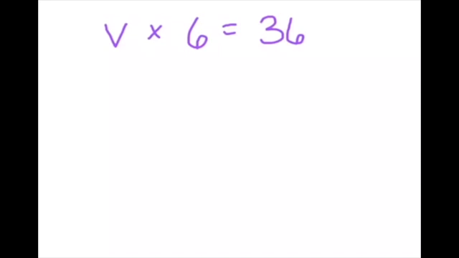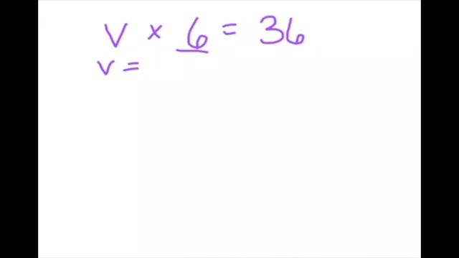So remember from yesterday, a variable is a letter that represents the unknown. And in this problem, the unknown, of course, is v. And v times 6 equals 36. So we need to know what v equals. What would belong there? What would make that multiplication equation correct? Well, let's use the same strategy from yesterday, the count by strategy, to figure out what v equals.